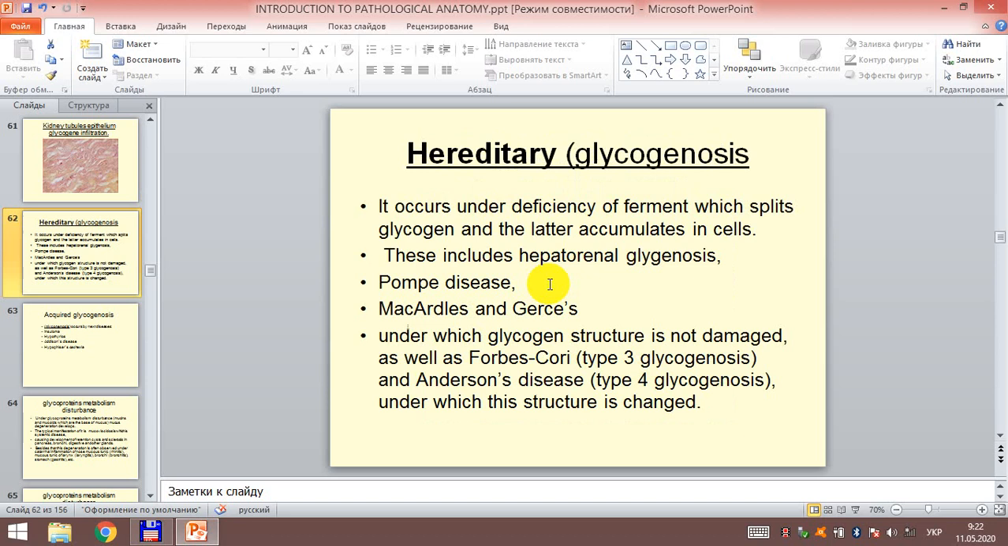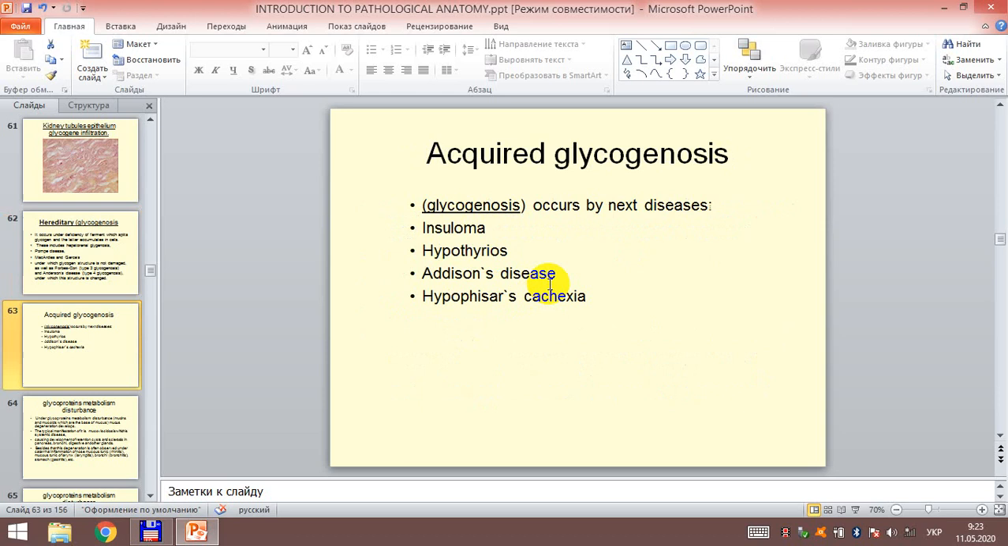Hereditary glycogenosis occurs under deficiency of ferment which splits glycogen, and the latter is accumulated in cells. This includes hepatorenal glycogenosis, Pompe disease, McArdle and Hers disease, under which glycogen structure is not damaged, as well as Forbes-Cori type 3 glycogenosis and Andersen disease type 4 glycogenosis, under which the structure is changed. Acquired glycogenosis occurs in the following diseases: insuloma, hypothyroidosis, Addison's disease, hypophysial cachexia.